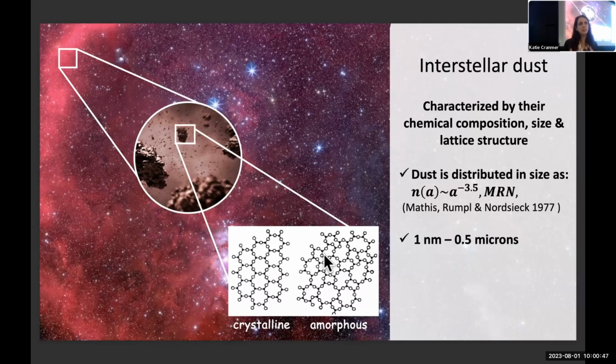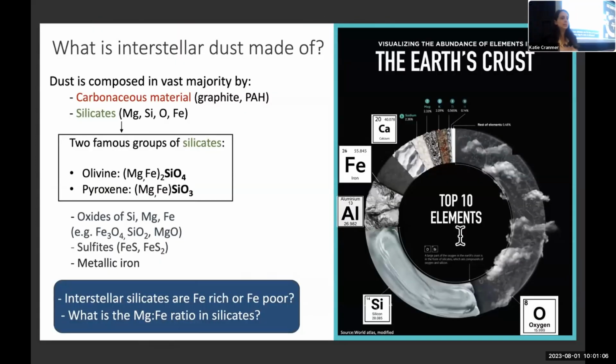And the last property of dust grains that we're interested in is the size distribution. So dust comes in different sizes in the interstellar medium. And here in this talk, we approximated it with a power law, or what we call the MRN size distribution, with these sizes. So now, the big question in this field of astromineralogy is, what is interstellar dust made of?